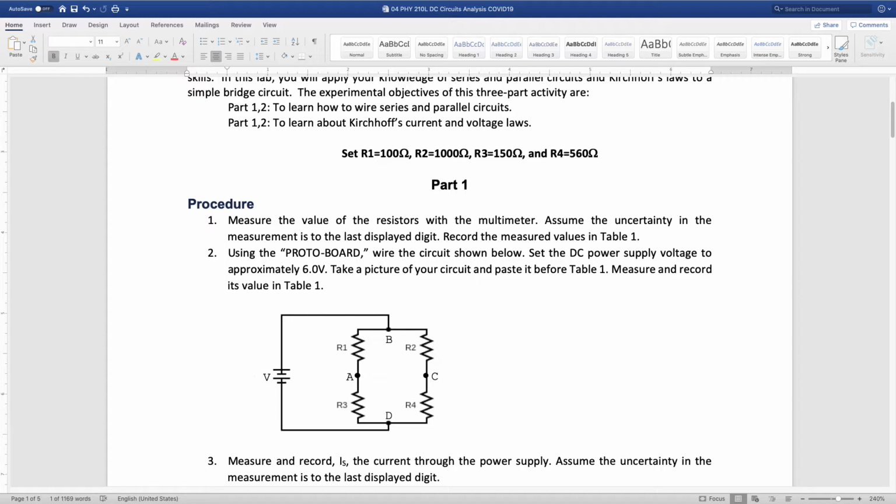But the 560 ohm resistor and the 150 ohm resistor are blue. And for me, based on my eyes, it's hard to see the color code on the 560 ohm resistor.